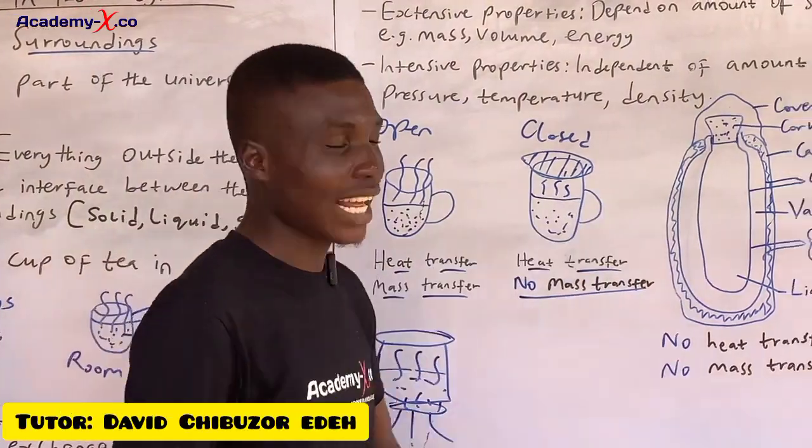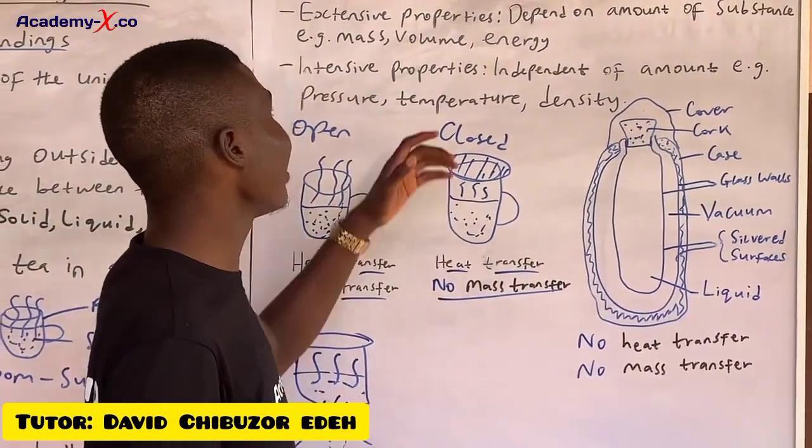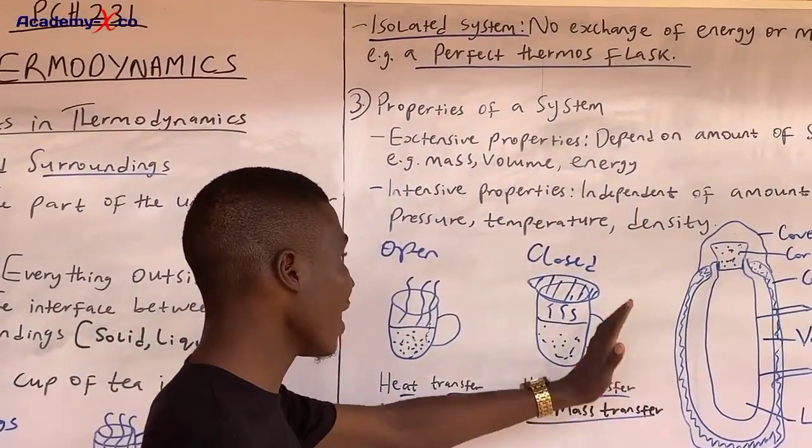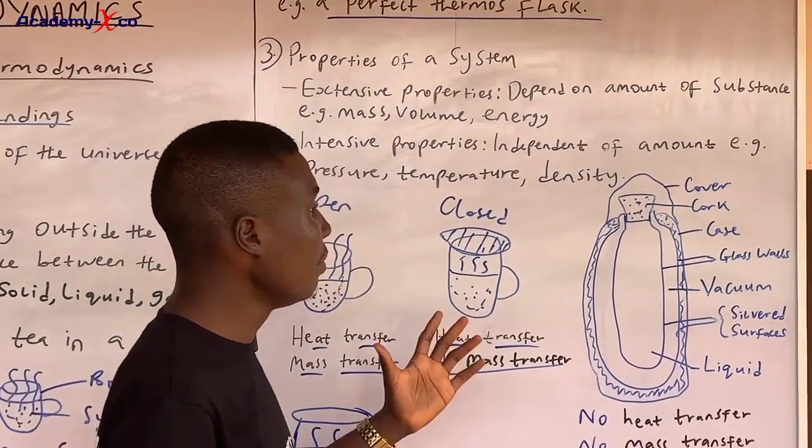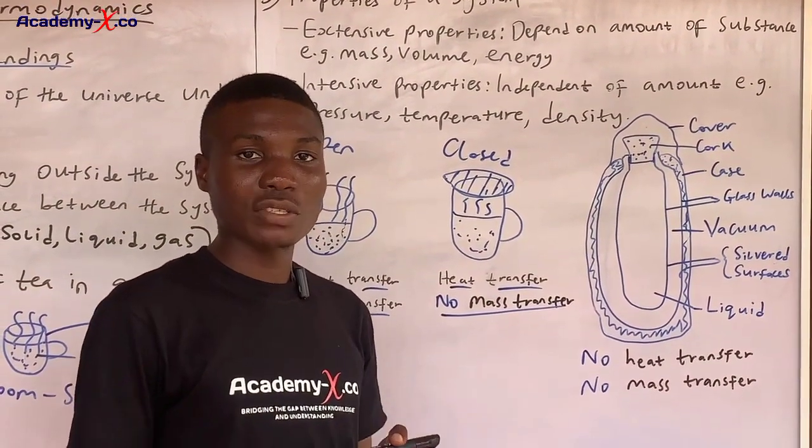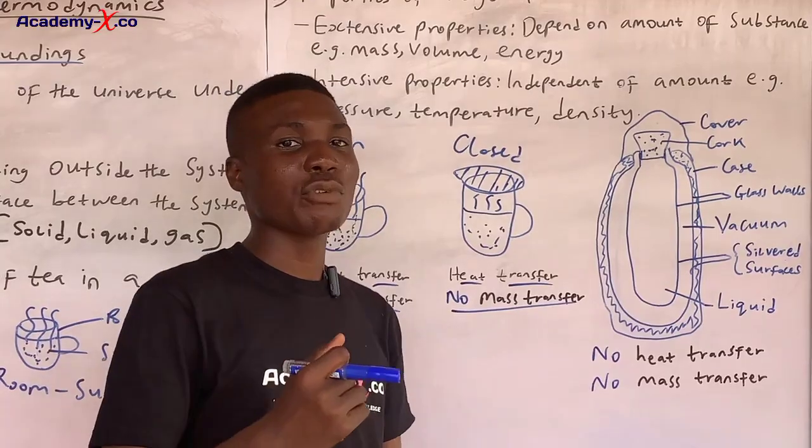Then how about an isolated system? We already said that for an isolated system, my example is the perfect thermos flask. So I had to draw an image that illustrates what we have as a thermos flask, and many of you must have seen a thermos flask before.